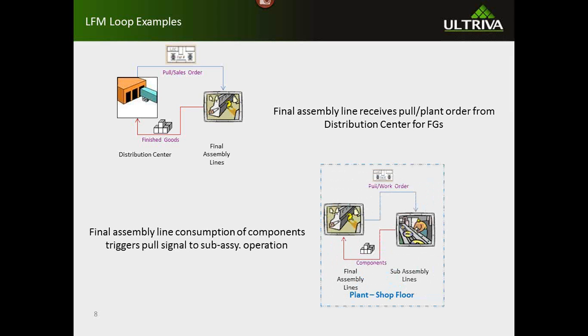Additionally, we can have the final assembly line that requires some products from a subassembly line. So as that final assembly line sees that demand and makes those parts, we can trigger demand back to subassembly to let them know that we need to deliver more components or subassemblies to final before they'll be able to deliver more to the distribution center.